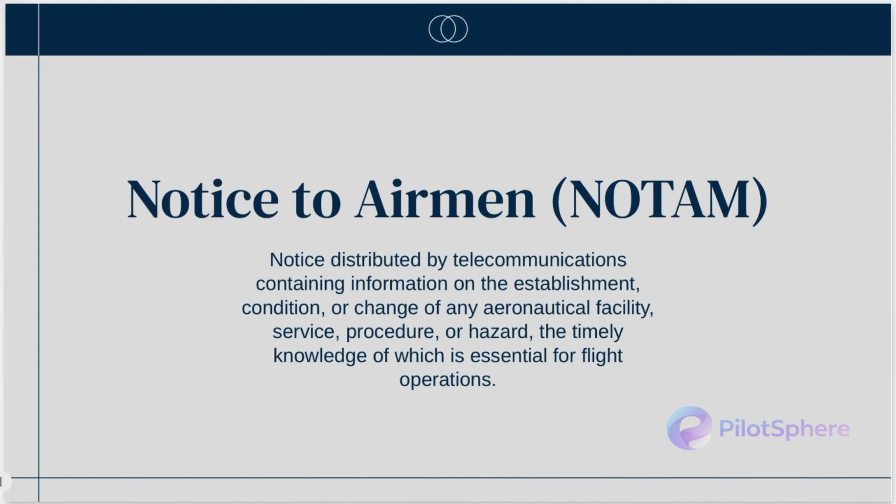The next thing is notice to airmen or NOTAMs. So this is a notice that is distributed by telecommunications that contains information on the establishment, condition, or change of any aeronautical facility, service, procedure, or hazard, the timely knowledge of which is essential for flight operations. It is a real-time communication tool that alerts pilots to important temporary or time-sensitive information that has not yet made its way into the AIP or supplements.